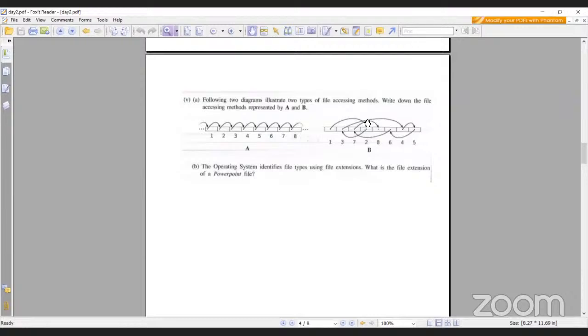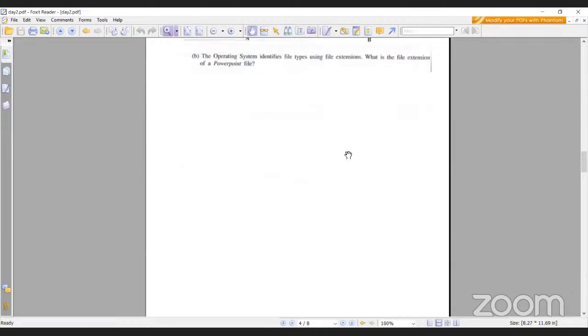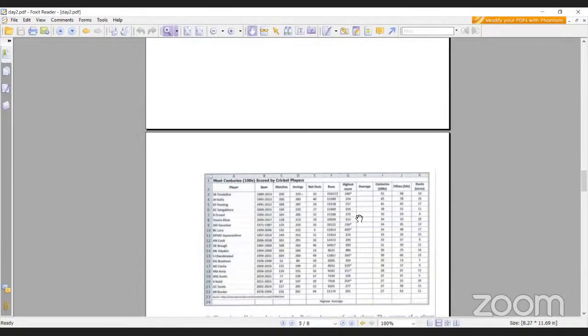Okay, from the operating system. The following two diagrams illustrate two types. First one is what? Sequential access. Next one is random access. The operating system identifies the file type using the file extension. What is the file extension of a PowerPoint file? .pptx.